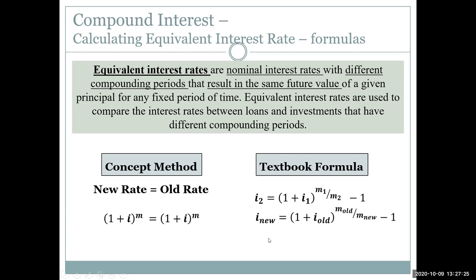For myself, I like to write it like this. My new periodic rate is going to equal to 1 plus my old periodic rate, which all that raised to the power, the compounding period for the old rate divided by the compounding period for the new rate, and then all of this subtract 1. Okay, it might look a little confusing right now, but it does get pretty clear when we're doing some examples.